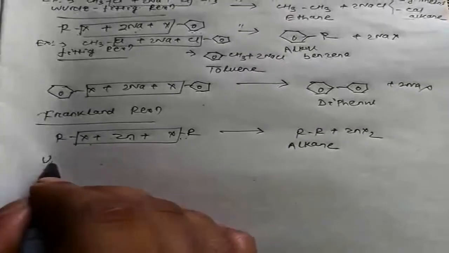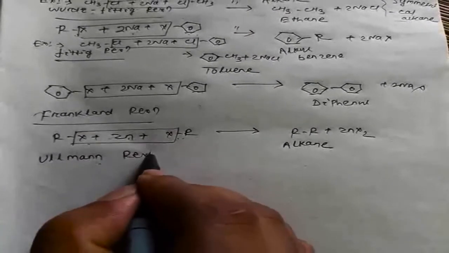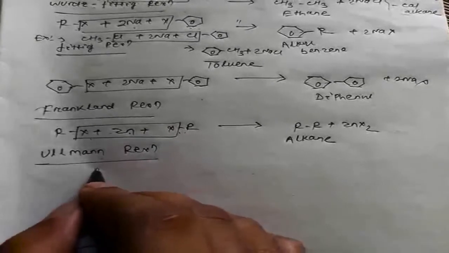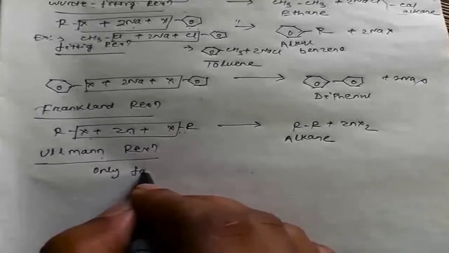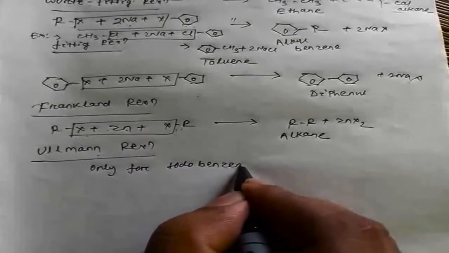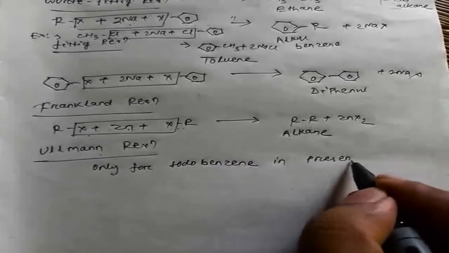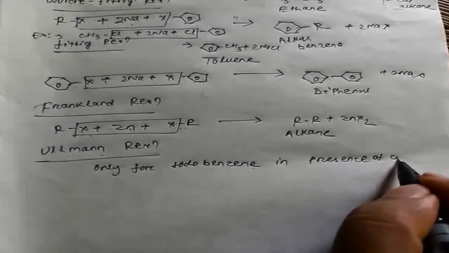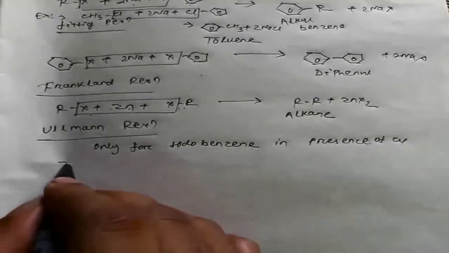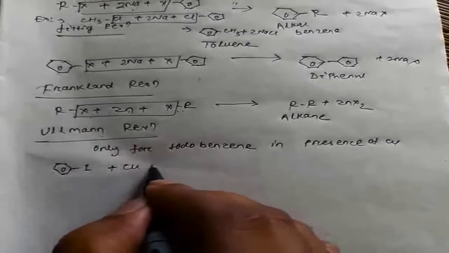Similarly, one similar type of reaction is the Ullmann reaction. It is applicable only for iodobenzene in presence of copper. In presence of copper, iodobenzene reacts with copper.